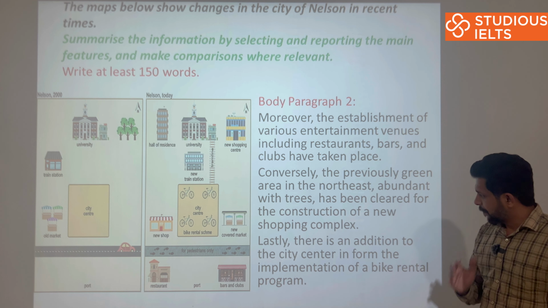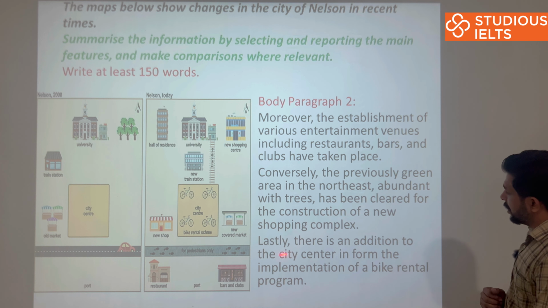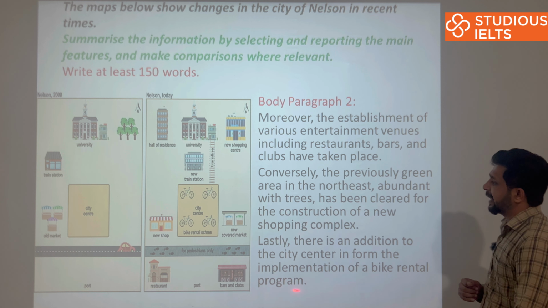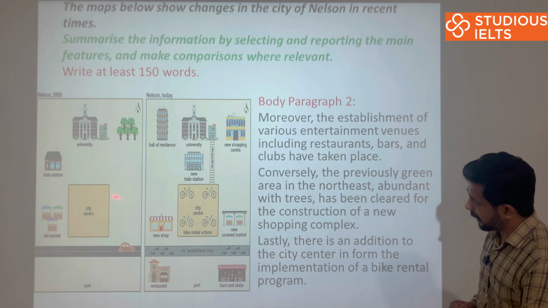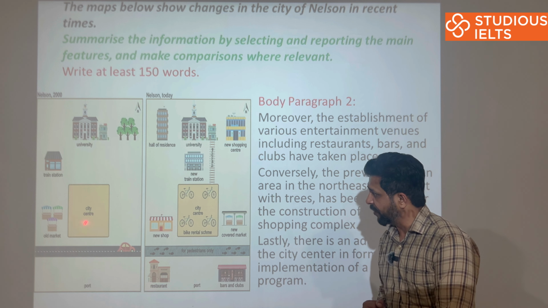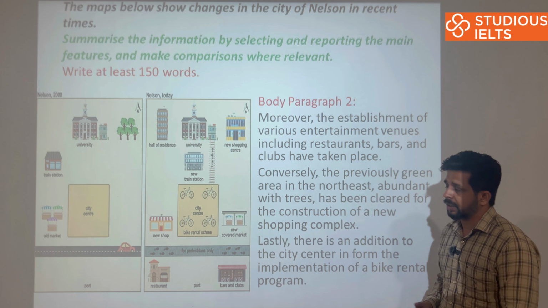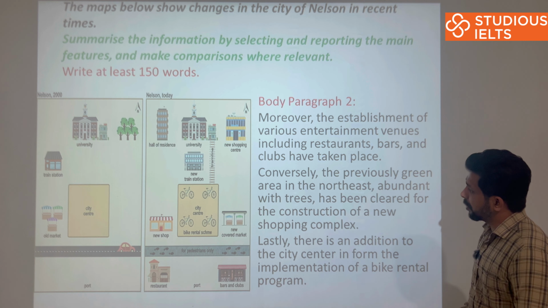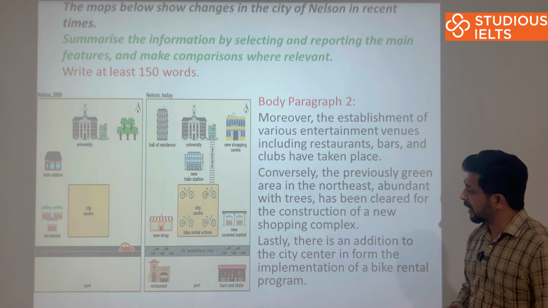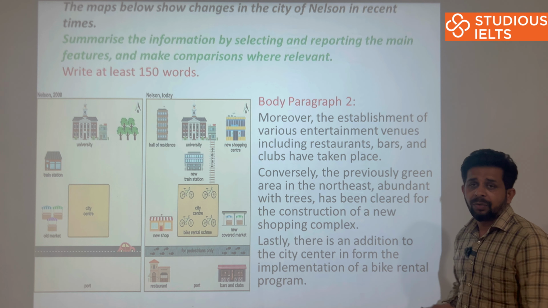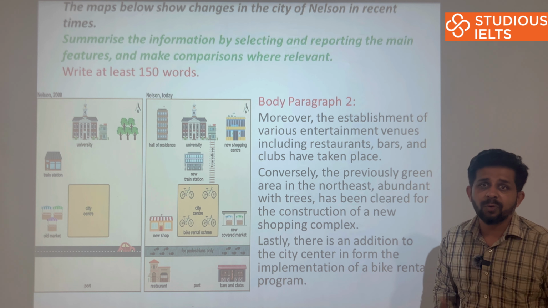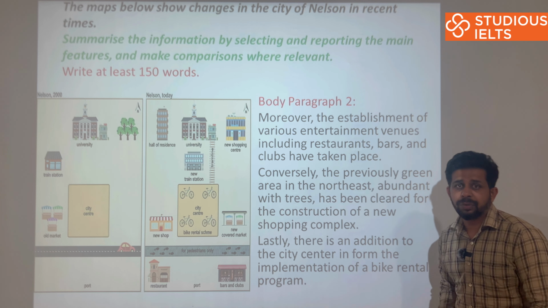Okay, lastly, there is an addition to the city center in form of implementation of a bike rental program. Earlier, there was nothing specific in the city center. The area was there, but there was nothing specific here. But now, if we talk about the second image, we can clearly see that in this city center, there is an addition of a bike rental scheme, which is another part of modernization of Nelson town.